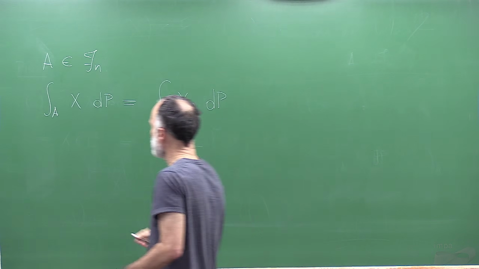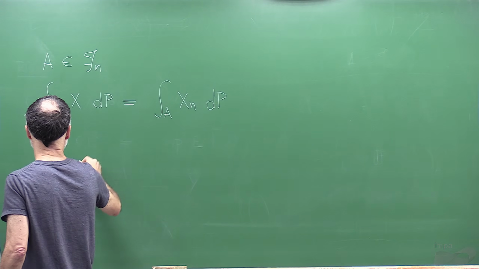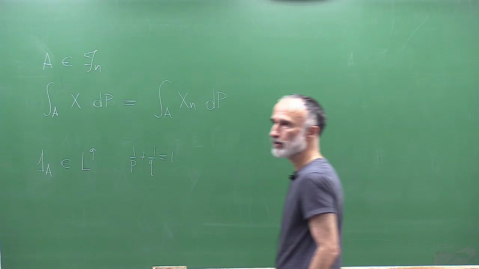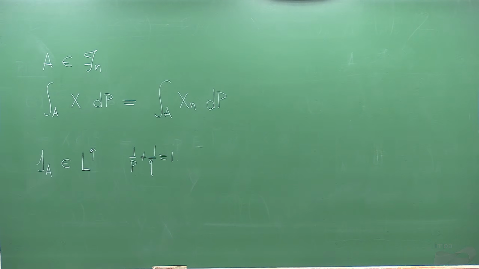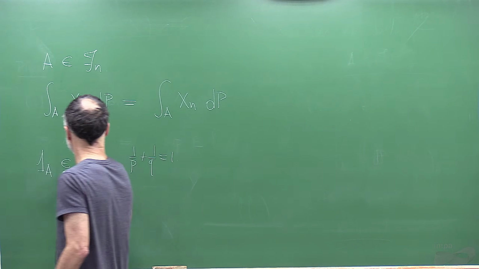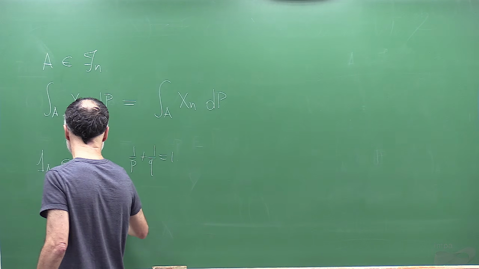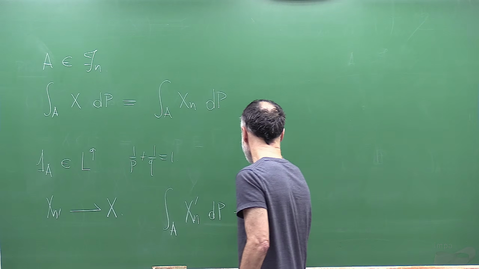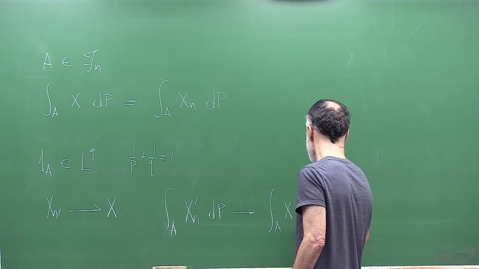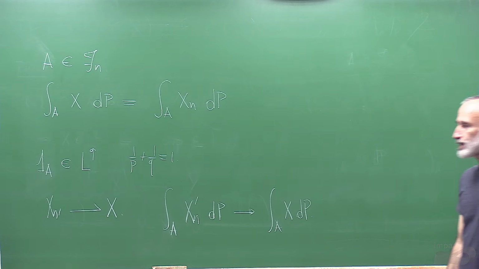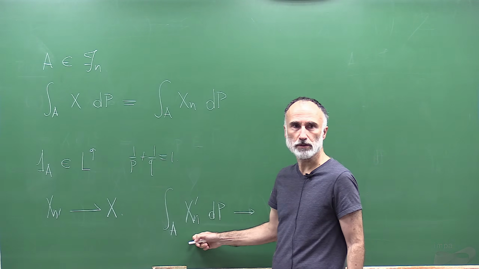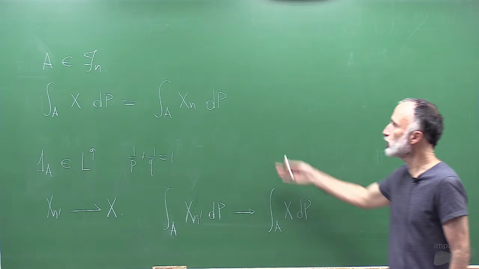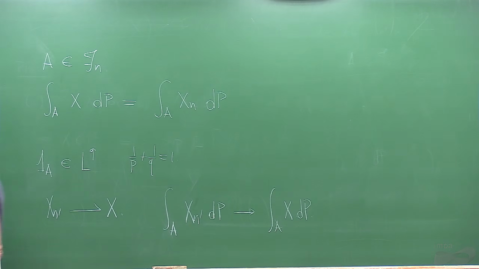Right? But now the indicator of A belongs to LQ, where Q is related to P by this relation. So since it belongs to LQ and xn prime converges weakly to x, the integral over A of xn prime dP converges to the integral over A of x dP. And here again, as xn is a martingale, this sequence is constant for n prime larger than n. Okay, so we have this identity, and we just proved that this happens.